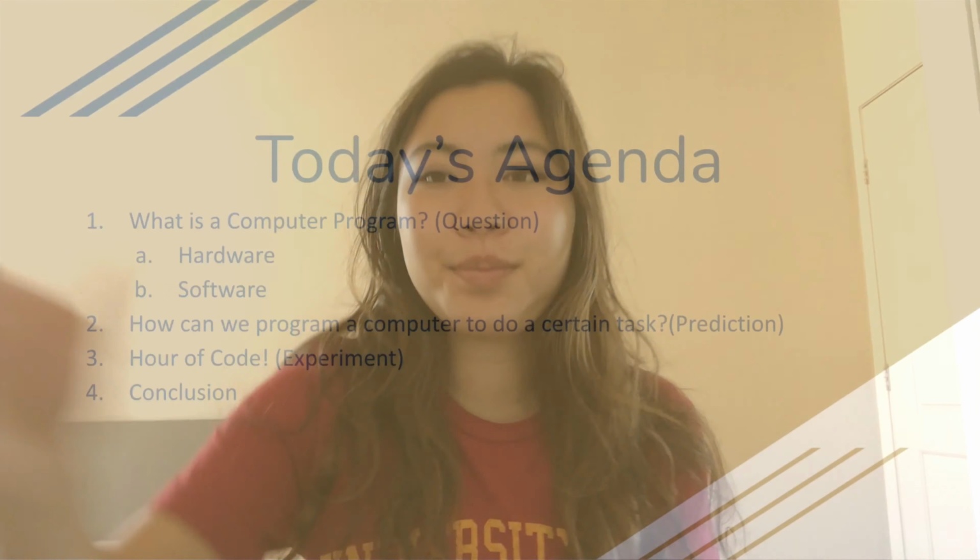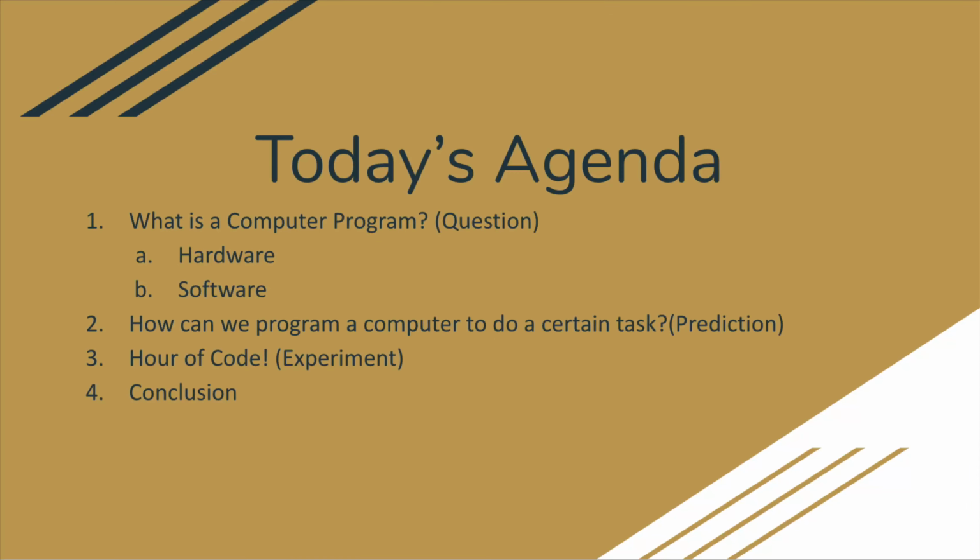This week, we're going to learn about hardware and software. This is our agenda for today. First, we're going to learn about a computer program and hardware and software. Then we're going to ask ourselves, how do we program a computer to do a certain task? Then our experiment is Hour of Code, and we're going to end with our conclusion and our Scientist of the Week.